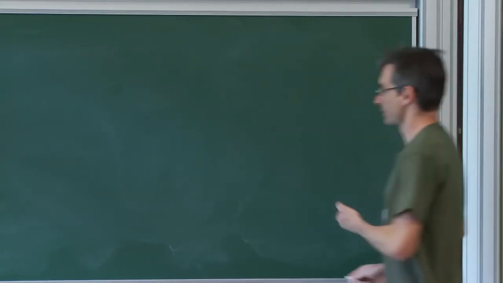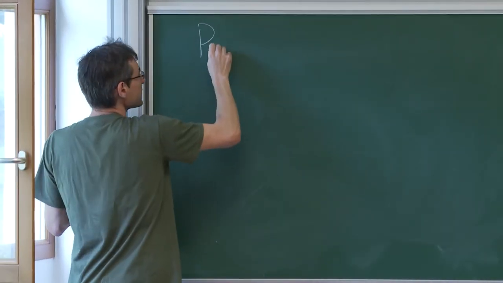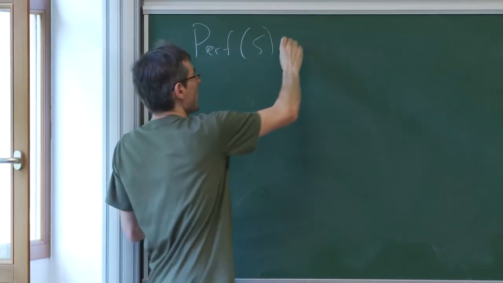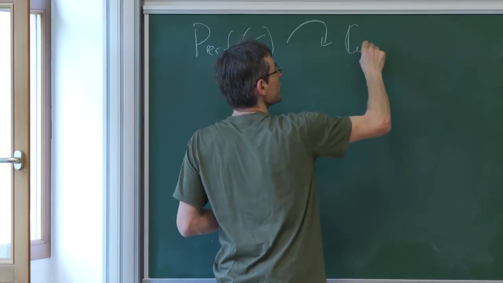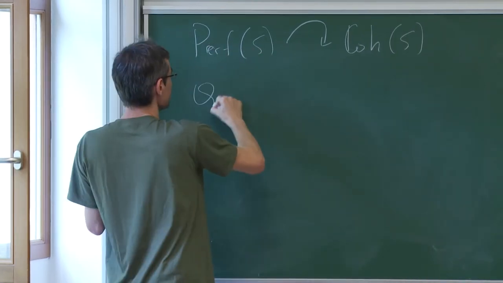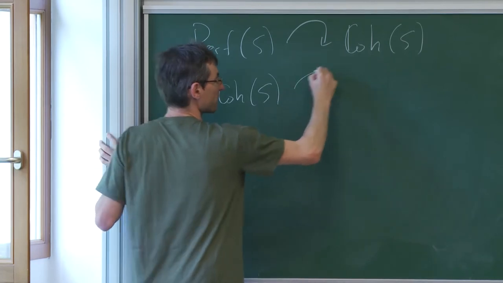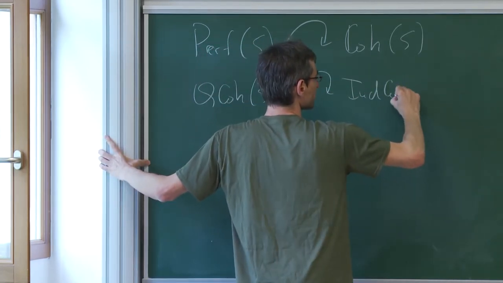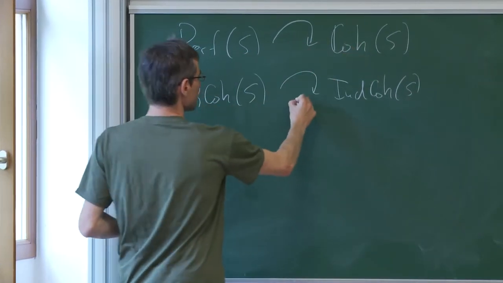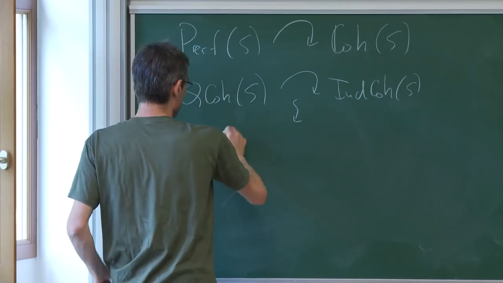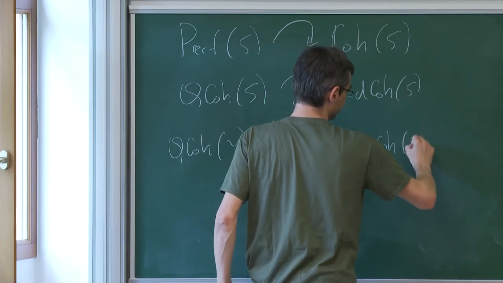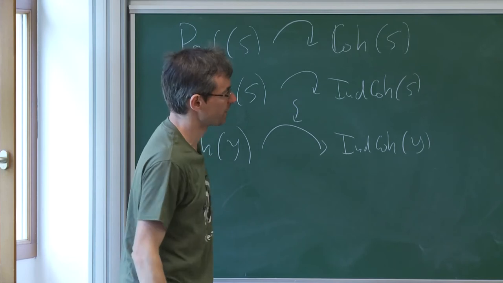So there are two more pieces of data. Note that on an affine scheme, if you consider perfect complexes, this is a monoidal category. You can tensor them up. And you can tensor coherent sheaves by perfect sheaves, and you'll have an action of this monoidal category on this category. And the way the definitions work for QCoh and IndCoh, the same will be true that on any pre-stack, QCoh will act on IndCoh.